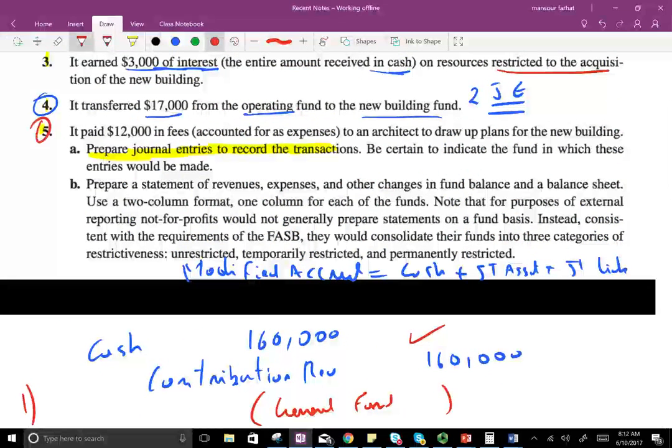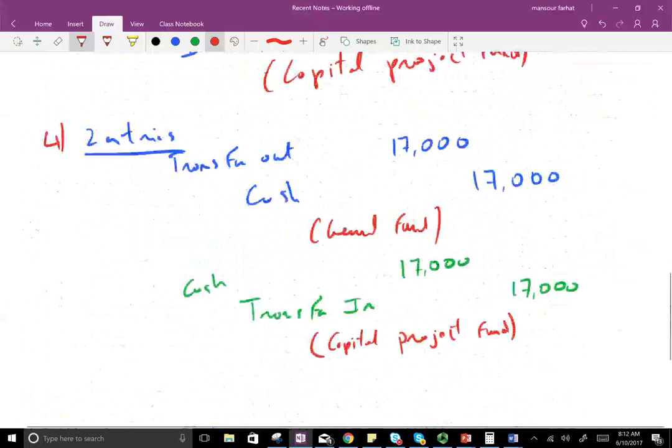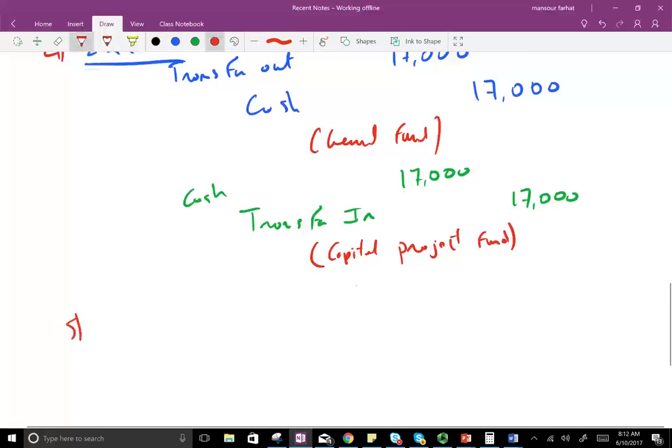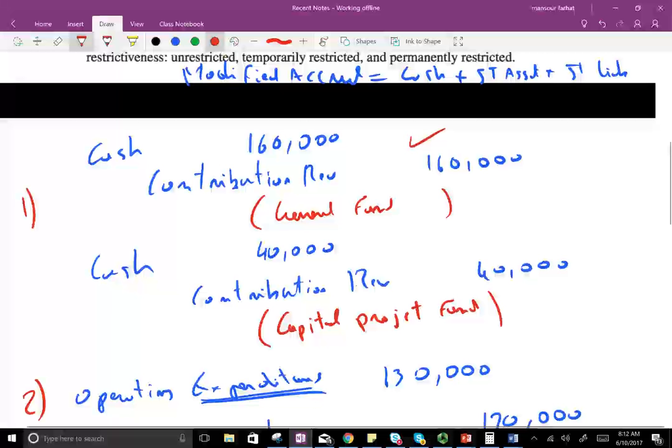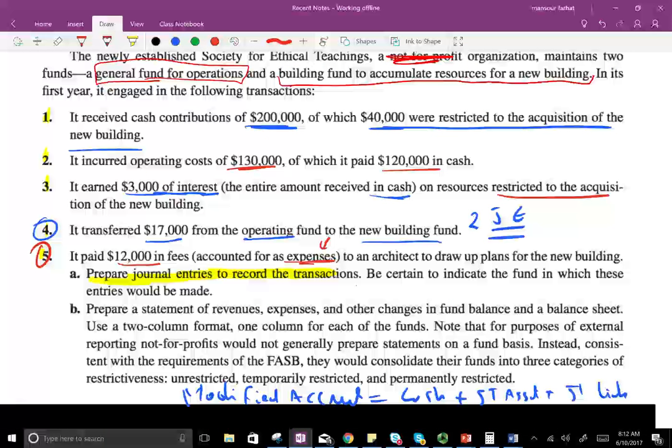The last transaction, we paid $12,000 in fees, accounted for as expenses, to an architect to draw up the plan for the new building. Notice it says here as an expense. So they chose to account for them as an expense. They did not choose to account for them as part of the building. Remember this matters, because if they chose to account for them as an expense, then they are considered expenditure in the general fund.